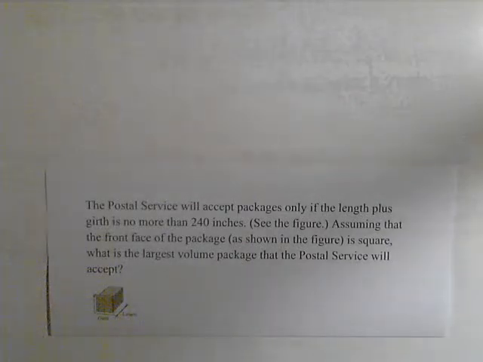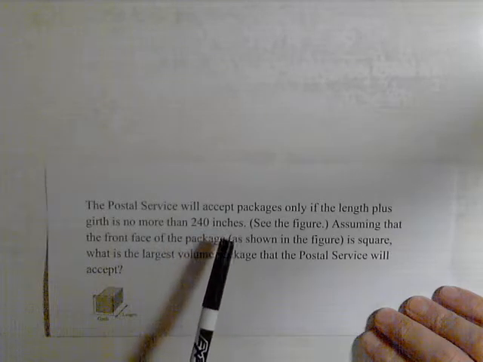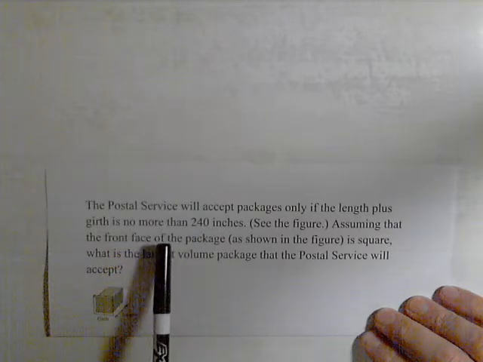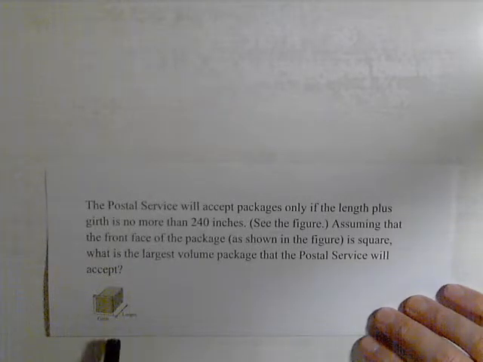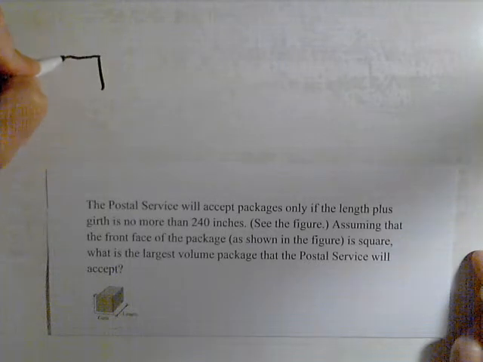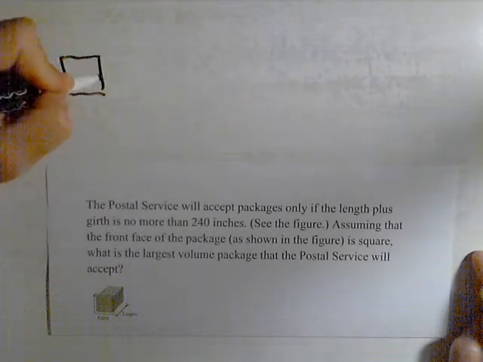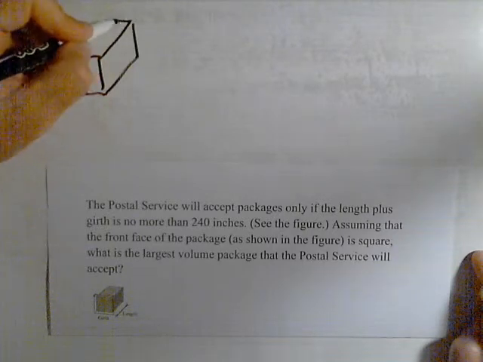In this video we're going to look at an optimization problem. The postal office will accept packages only if the length plus the girth is no more than 240 inches. See the figure, and it's a little small here. I'll redraw it. So the girth is the length around the base, so this plus this plus this plus this, and then we get the length here.